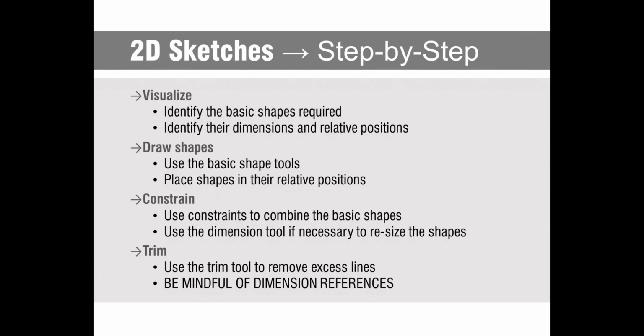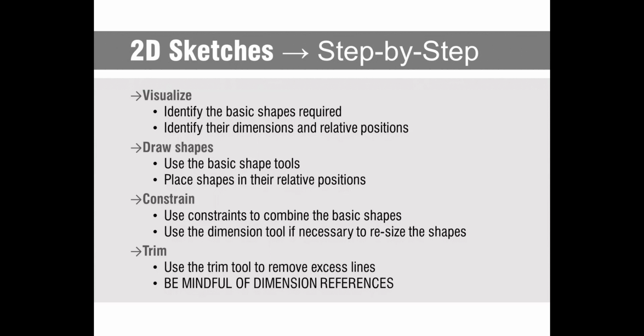The 4 steps to keep in mind when creating a sketch are visualize, draw shapes, constrain, then trim. First, visualize the shape. From the engineering drawing of the wrench, we could see that there are some circles, arcs, and rectangles that we will need to draw in order to create the wrench.